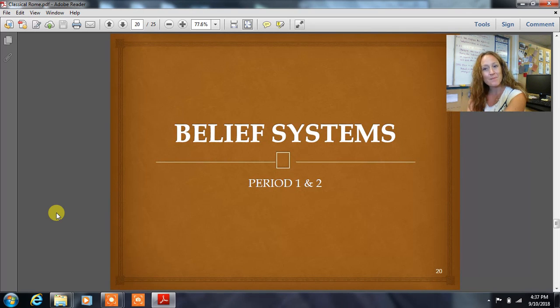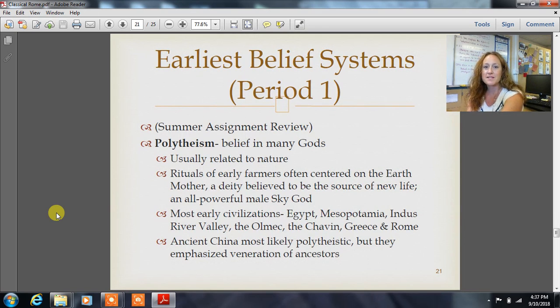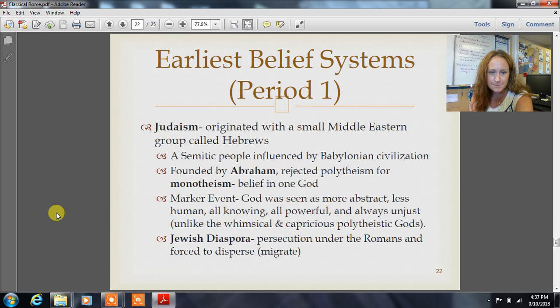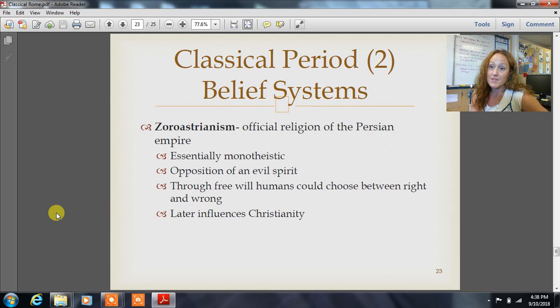And just to quickly sum up, as we cover our last civilization of period 2, earliest belief systems, just a quick review. Remember, polytheism is all from your summer assignment, essentially. All of our early river valley civilizations were polytheistic. Judaism was founded during period 1. That's the first major monotheistic religion. Historians refer to them now as the Abrahamic religions. So you started with Judaism, then you have Christianity, then you have Islam as the last one. Zoroastrianism is another monotheistic religion to come out of period 1, and that was from the Persians, so you looked at that a bit last week.